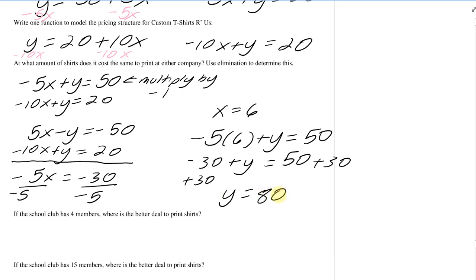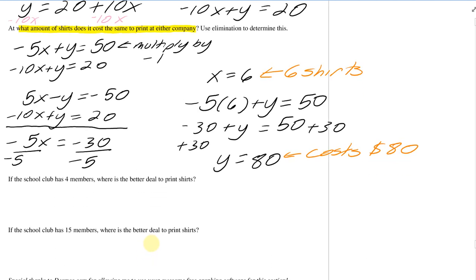Okay, so now remember, this is an application, so you want to just read what the question was. It's what amount of shirts does it cost to print the same amount at either company? So what this means is that at 6, this is 6 shirts, it will cost $80. So you want to make sure you understand what all of those mean when you go back.